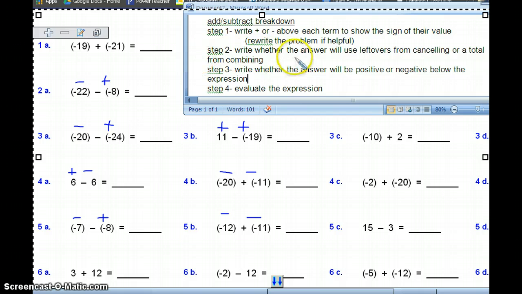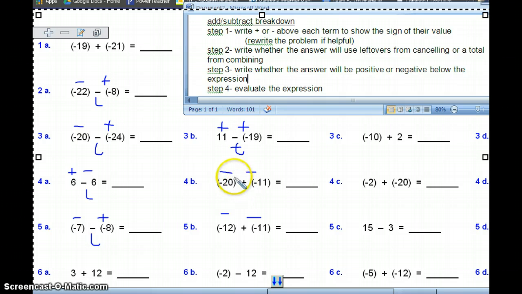So as I look through these now, write whether the answer will use leftovers from canceling or a total from combining. In these cases over here, where I have terms that have opposite signs, that means the terms are going to basically cancel against each other, and we're going to work on calculating the leftover amount. So I'm going to put a little L for leftovers under each of these. These are all leftovers because they have a positive combining with a negative. Over here, I have two positives. Those are going to be combining for a total, so a T for total.